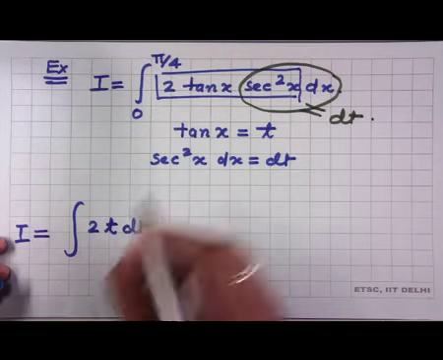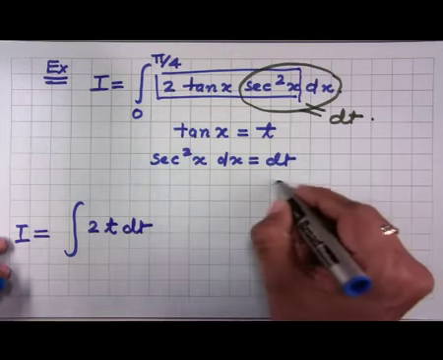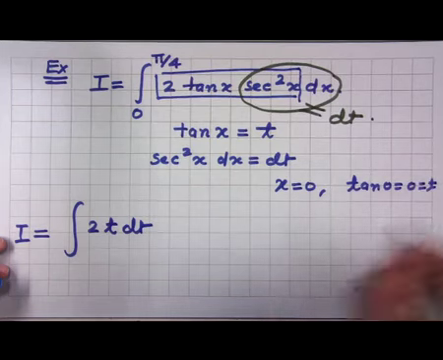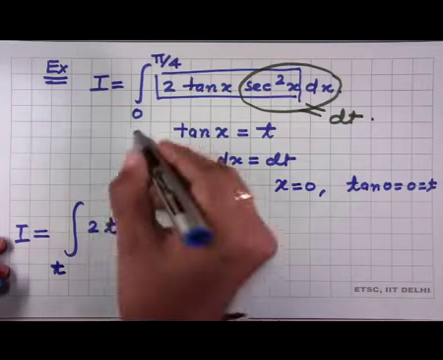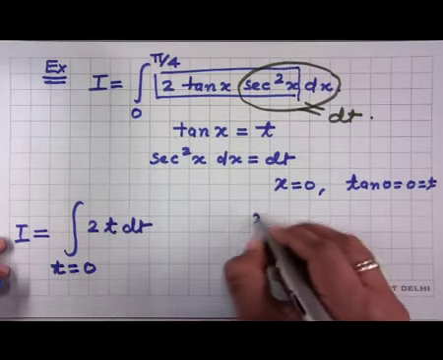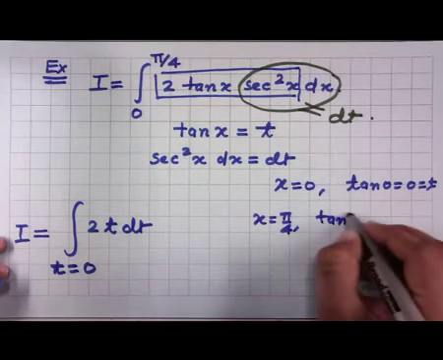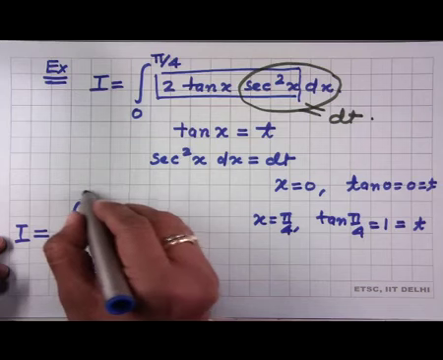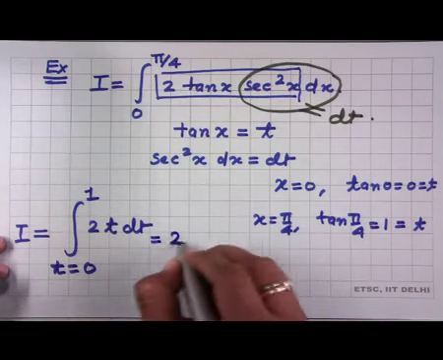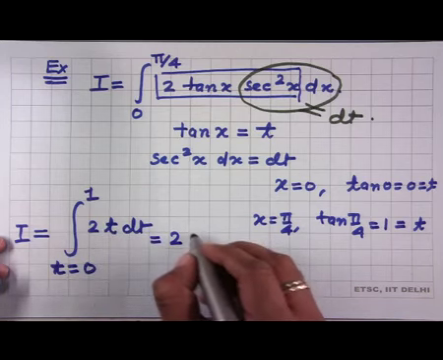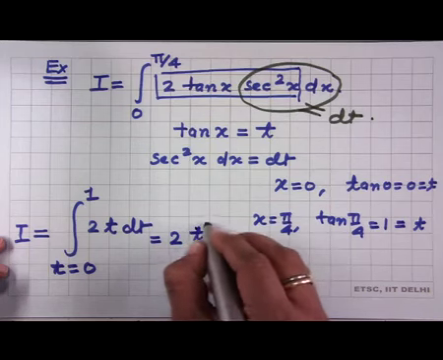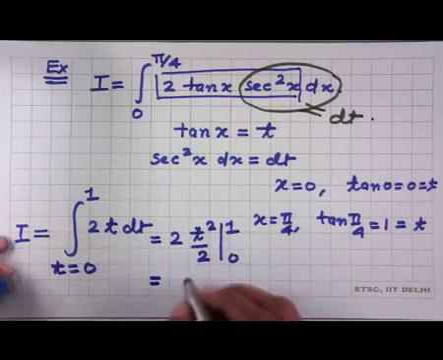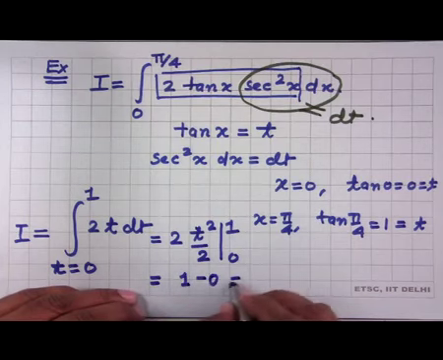Now, since you have changed the variable of integration, the limits will change. So when x is 0, tan 0 is 0, so t is also 0. So the lower limit x equals 0 goes to t equals 0. When x is pi by 4, tan pi by 4 is 1. So the new value of the upper limit is 1. Now you know the antiderivative of t, that will be t square by 2. So the value of the integral will be 1 by 2, that is, half of 1 minus 0, which is half.